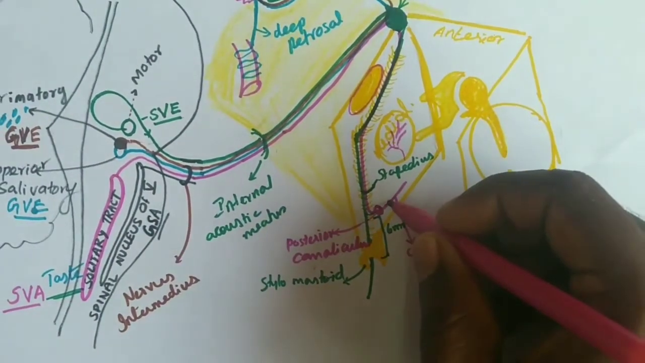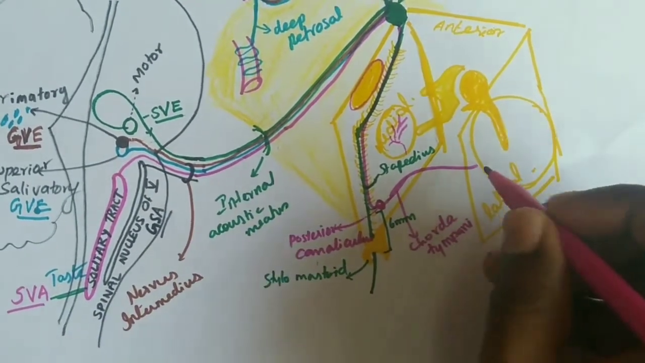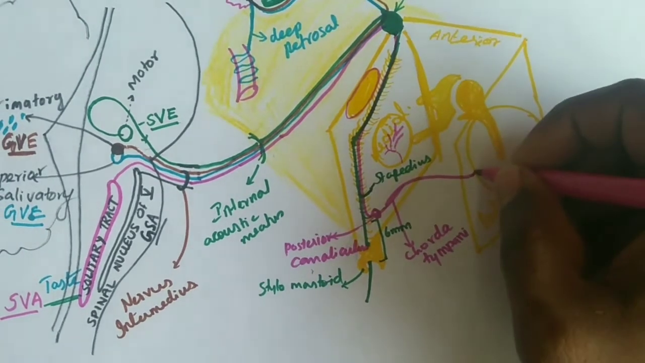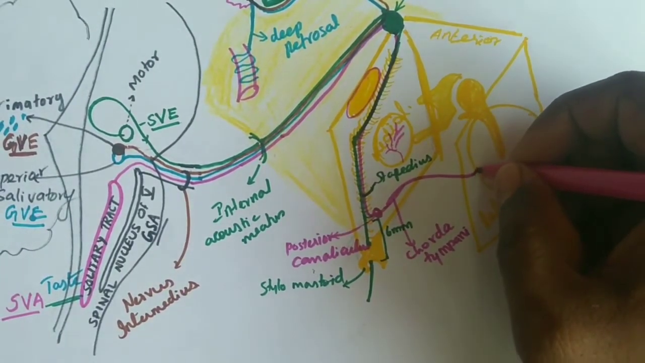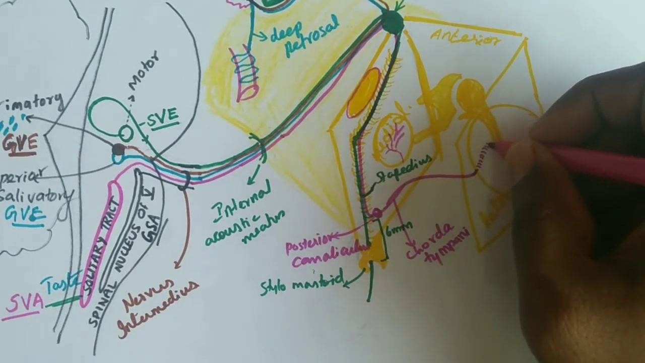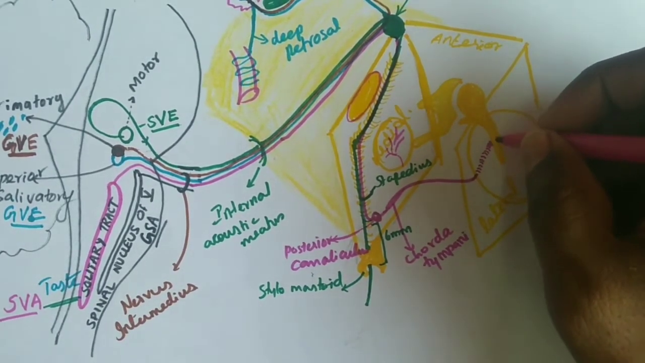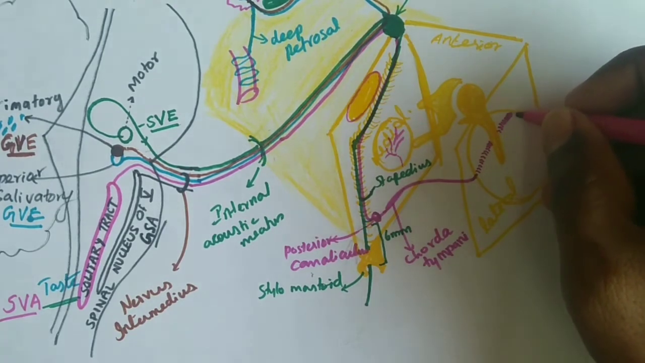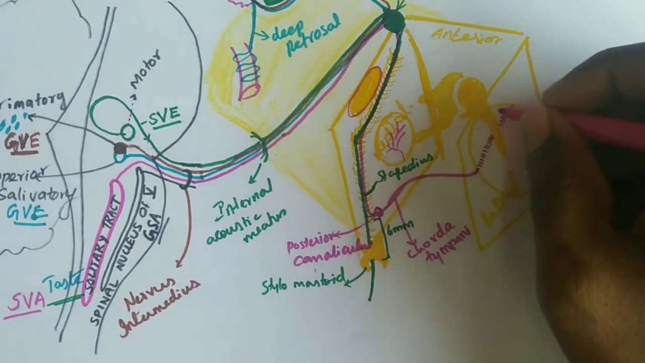Okay, after leaving through the posterior canaliculus, it will traverse the middle ear to enter into the substance of the tympanic membrane on its posterior border. This is the posterior border of the tympanic membrane. So it will enter deep to the mucosa of the posterior border, and it will be present between the tympanic membrane and the handle of the malleus. It will be passing deep to the mucosa, between the handle of the malleus and the tympanic membrane.